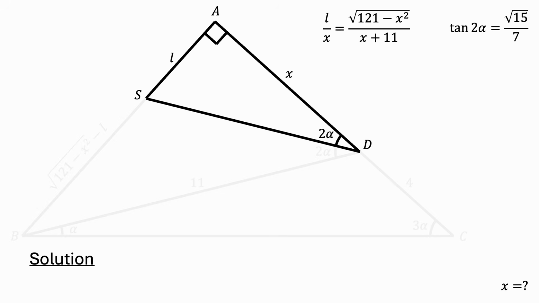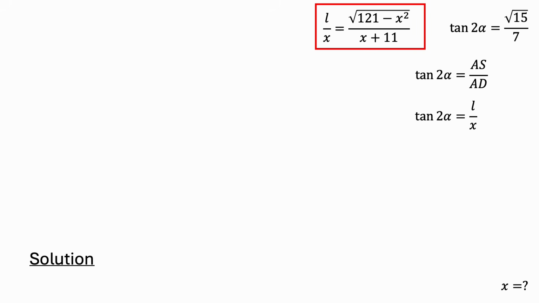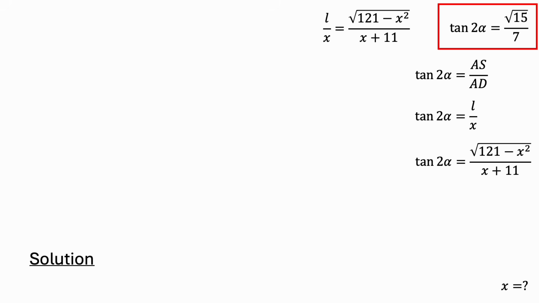Next, consider right triangle DAS. Tangent alpha equals AS over AD, so tangent alpha equals L over x. Since L over x equals square root of 121 minus x squared over x plus 11, we have tangent alpha equals square root of 121 minus x squared over x plus 11. But we found tangent 2 alpha equals square root 15 over 7 earlier, so square root of 121 minus x squared over x plus 11 equals square root 15 over 7.